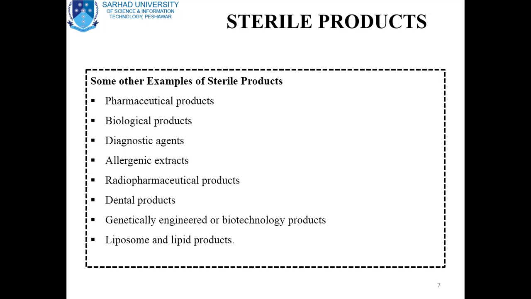The pharmaceutical products that contain radioactive isotopes, either for diagnostic purposes or for treatment, are also sterile in nature. Dental products: if the dental products are not sterile, then they cause different problems to the patient, such as contamination in the oral cavity and diseases like hepatitis. It is mandatory for the product to be sterile. Genetically engineered or biotechnological products: there are different products which are genetically modified formulations, and different biotechnological techniques are used in those products.